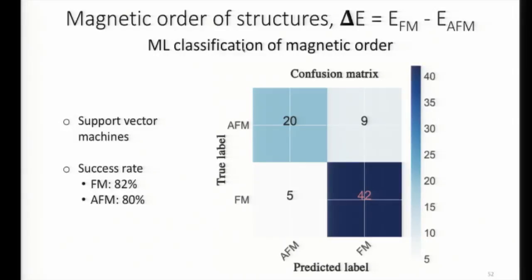This is a confusion matrix where this is the truth on the vertical axis and this is the prediction on the horizontal axis. An example is, if you predicted something that's ferromagnetic, 42 plus 9 times, only 42 of those times it's actually ferromagnetic. 9 times it's actually anti-ferromagnetic, so you have this 82% success rate.